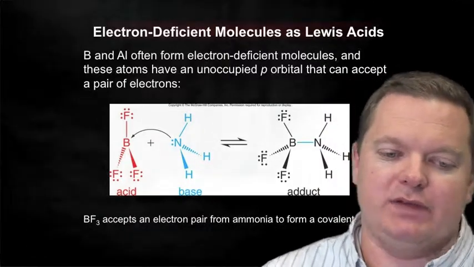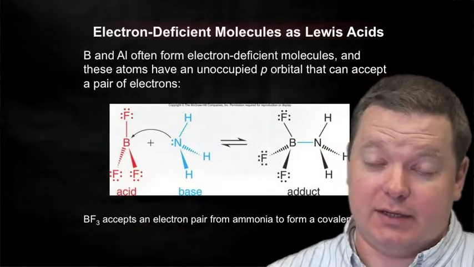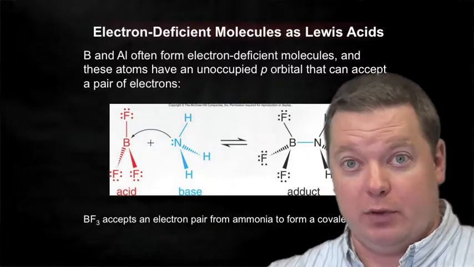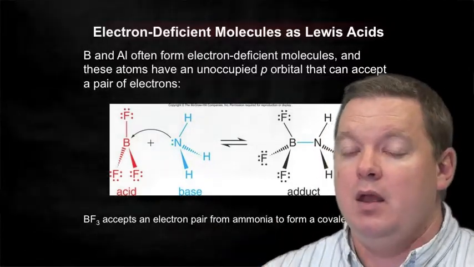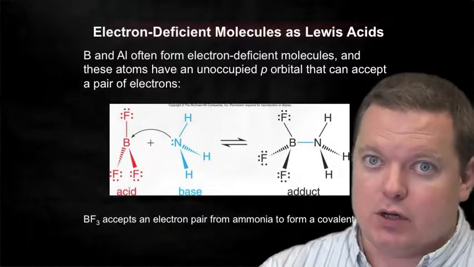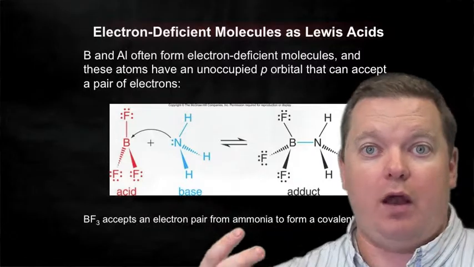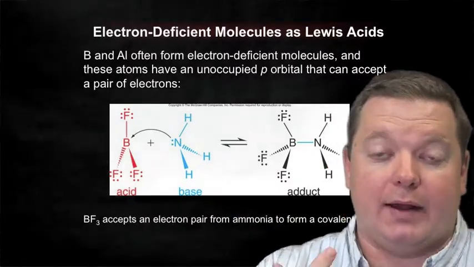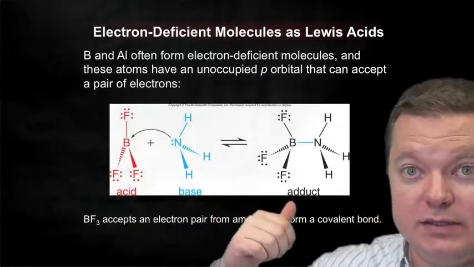The first one is that electron-deficient molecules can be Lewis acids. So boron and aluminum typically violate the octet rule, remember, because they can have fewer than 8 electrons around their center and they still have a formal charge of 0. So these two are then capable of accepting a pair of electrons. So they're going to act as Lewis acids, right? As in this example here.